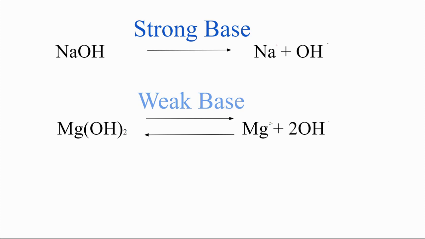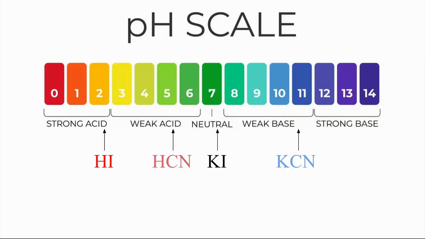A basic solution will have a lot of hydroxide ions and not a lot of hydrogen ions. So the more it dissociates, the stronger of a base it will be, because it will release more hydroxide ions into the solution. Now, for an example, if you were to take a weak acid, like hydrogen cyanide, which has a low pH, and turn it into its conjugate salt, this means you keep the cyanide part of it, but you get rid of the hydrogen, and you make it a basic salt, like potassium cyanide, which is a weak base.